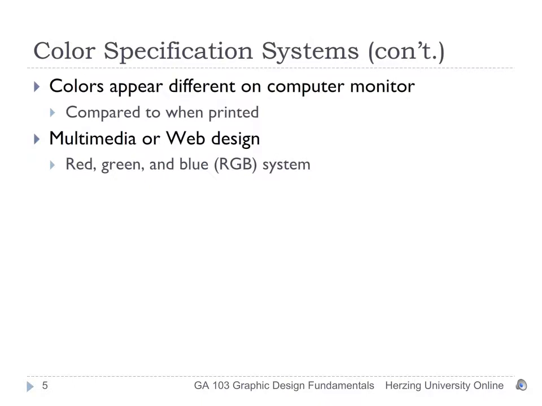We see that colors appear differently on a computer monitor compared to print. As we mentioned, our monitors, multimedia, or web design use the red, green, and blue RGB system.